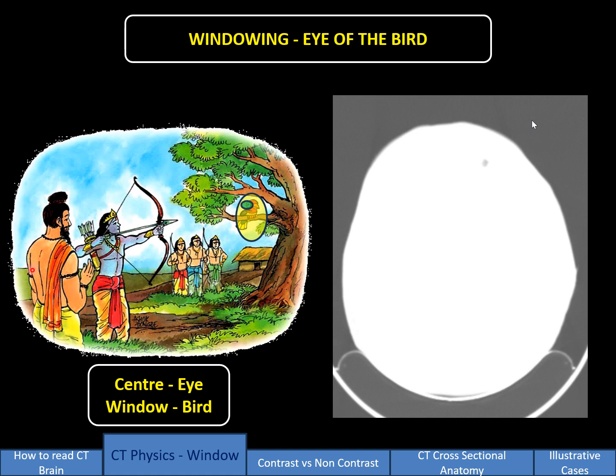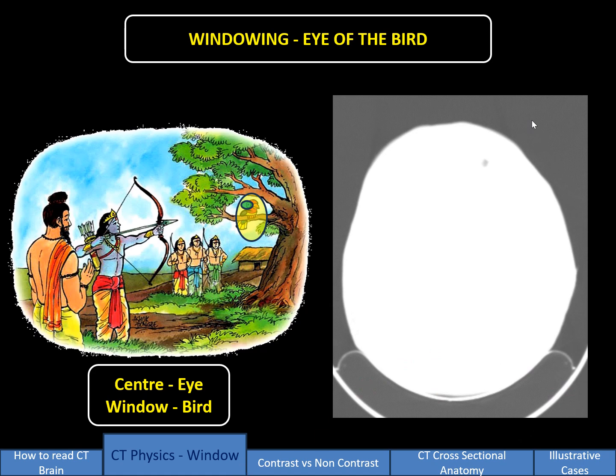And so when Dronacharya was asking him to shoot, his aim was centered at the eye and the entire concentration was only on the bird. So similarly, when we are looking at a CT brain, we will be looking at it in a different manner.